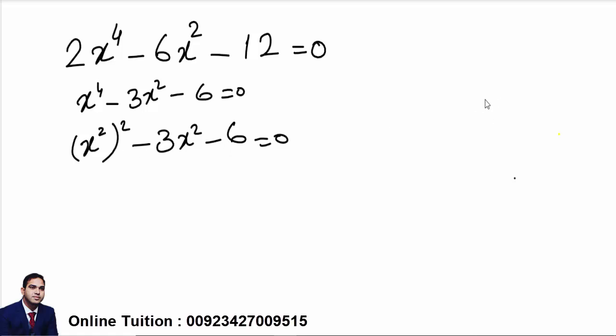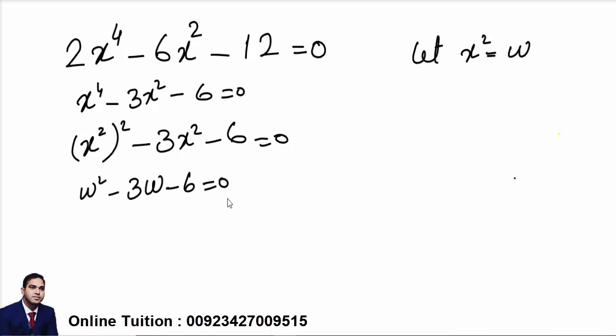So I am going to replace x square with w, or any letter, and now you can see that this is w square, negative 3w, negative 6 is equal to 0.